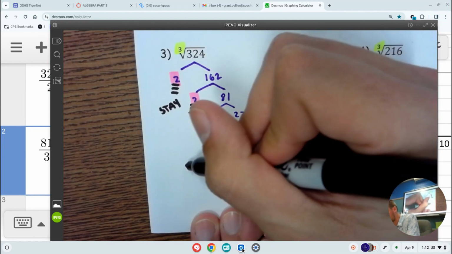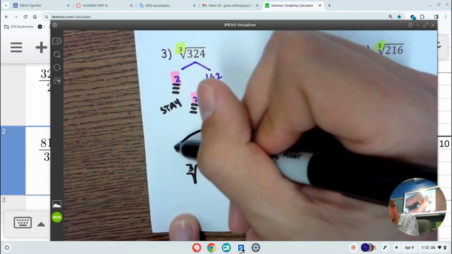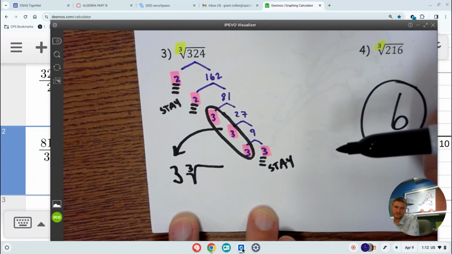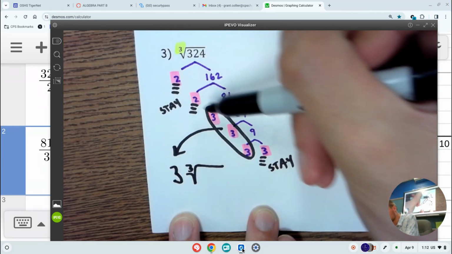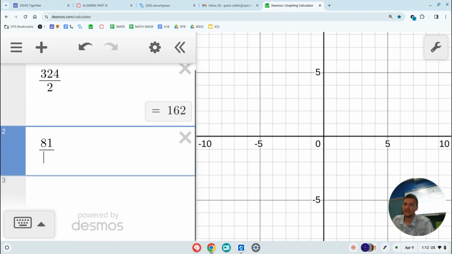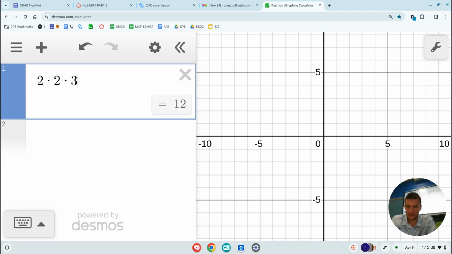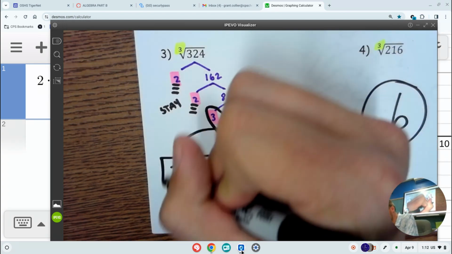So my final answer here, the only thing coming out is a 3. On the inside is a 2 and a 2 and a 3. And I need to multiply all that stuff together. Let's just use a calculator. 2 times 2 times 3. Multiply all that together and I get 12. That means 12 is on the inside.